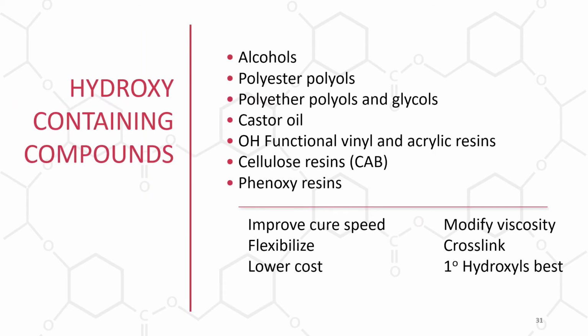Another common component in formulations are hydroxy compounds, and these could be alcohols, polyester polyols, castor oil, hydroxyfunctional vinyl and acrylic resins, polyether polyols and glycols, cellulose resins like CAB, and phenoxy resins. These are commonly used to improve cure speed, flexibilize your cured photopolymer, lower the cost, modify the viscosity, improve the cross-linking, and with these, primary hydroxyls tend to work best for that.